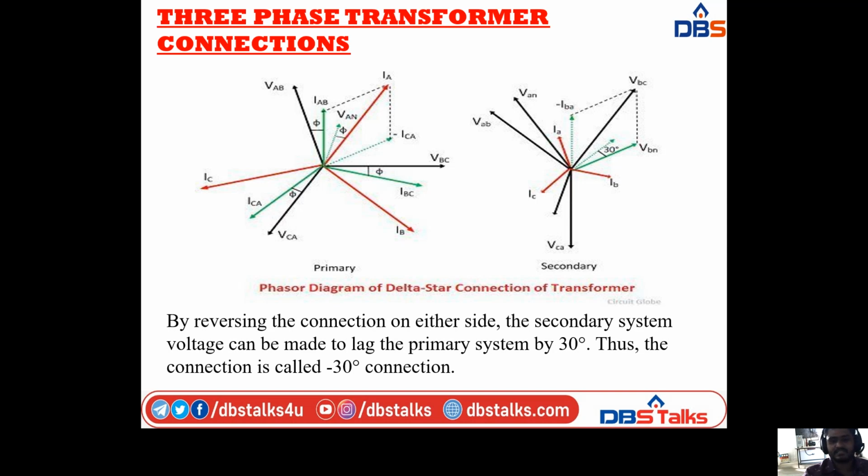So by reversing the connection on either side, the secondary system voltage can be made to lag the primary system by 30 degrees. Thus the connection is called the minus 30 degree connection.